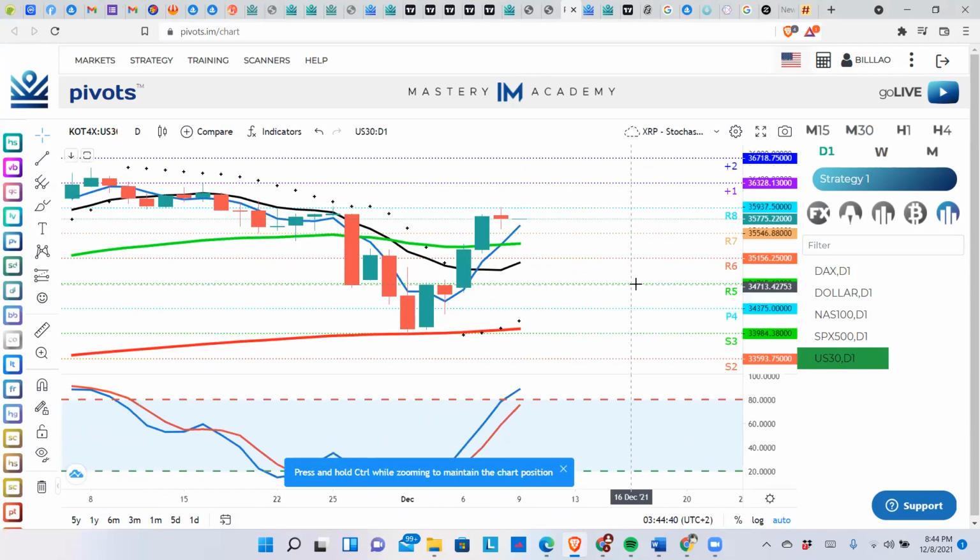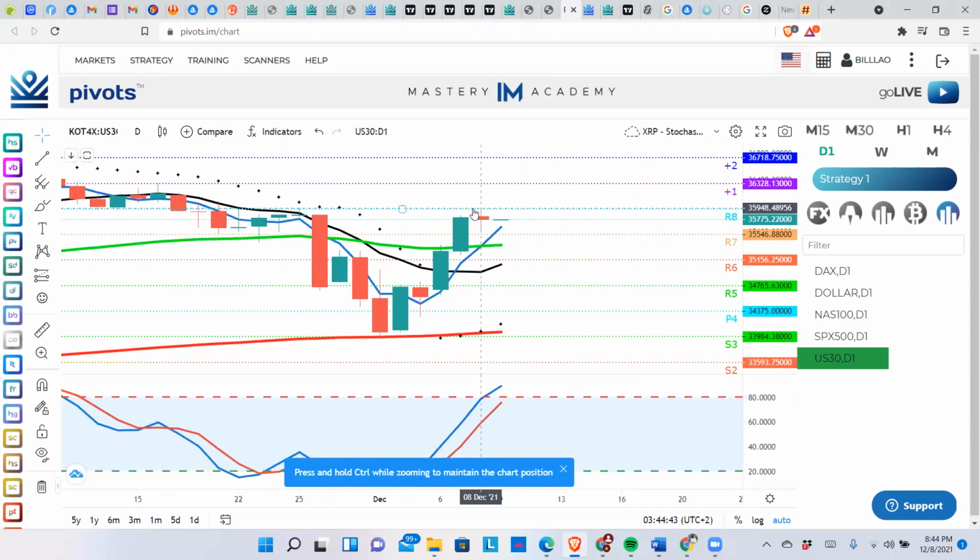So the market clearly came and touched R8 as we were expecting it to, and then dropped down, right? So on the daily time frame, we can clearly see the market at R8. What happens if the market is below R8? You want it to sell. So we already know it's going to sell.